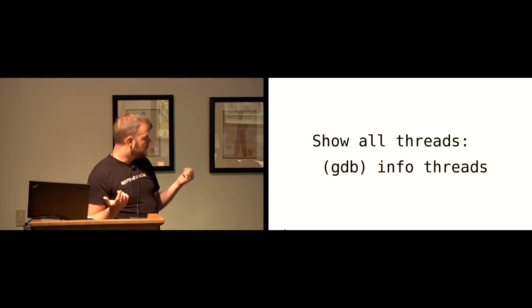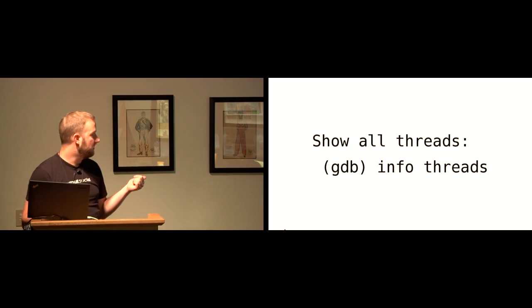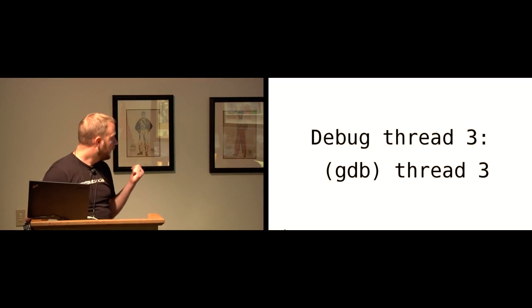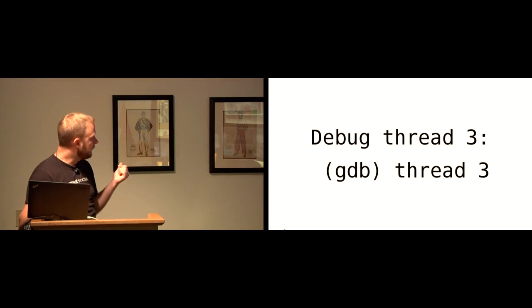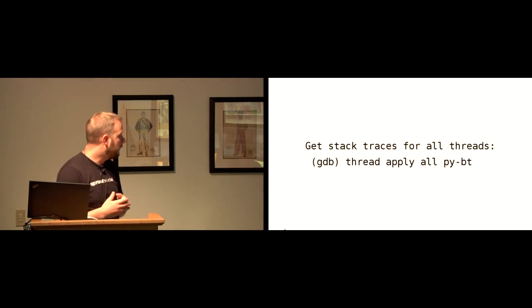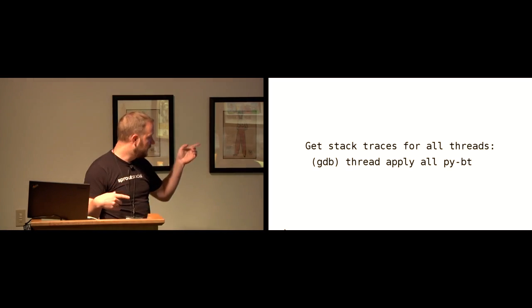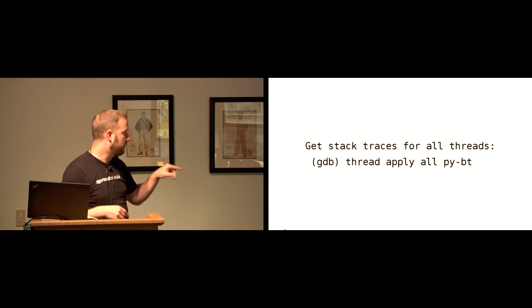I do a lot of threading work, so I want to know what threads are available and what they're up to. Info threads will tell you all that information. Very useful. If I want to select thread 3, for example, simple as that. And thread apply all py-bt gets Python backtraces for all threads. Sometimes when I'm debugging a process, I have 10 different threads, and I don't want to iterate through each one by hand. This one does it for you. I can get a backtrace of every single thread that's currently in the process.